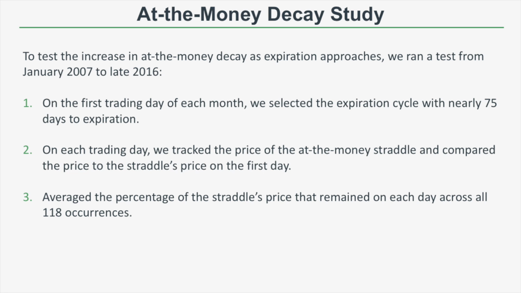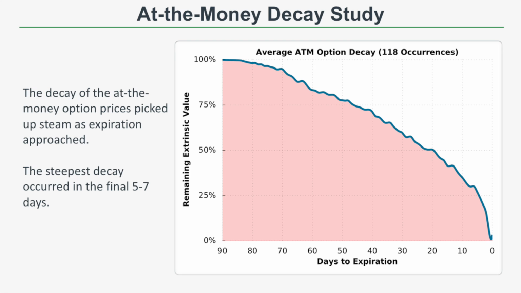So we did that, and we came up with an at-the-money decay curve. Now, this is from real data. So let's see what we found. Here is the actual at-the-money decay curve that we came up with from real data using SPY options over the past 10 years. Now, as we can see here, it's very clear that the at-the-money option prices really start to decay in those final 5 to 7 days before expiration.